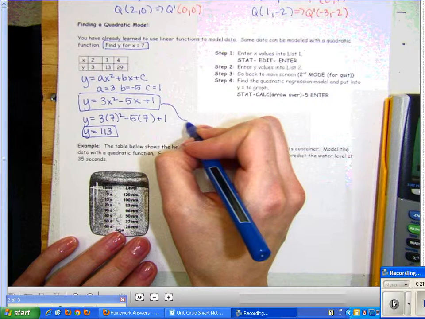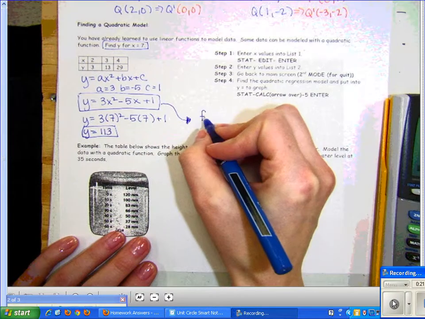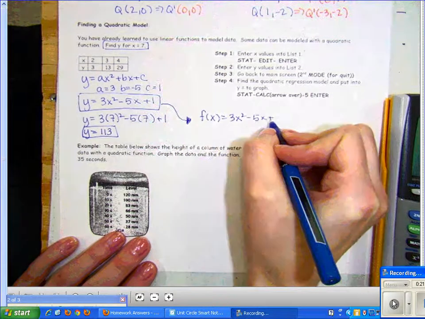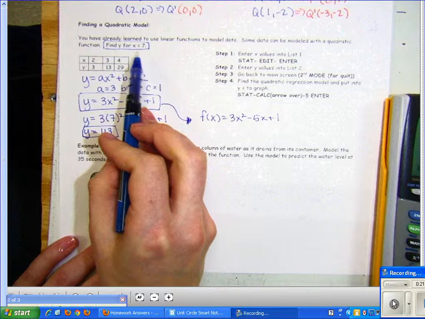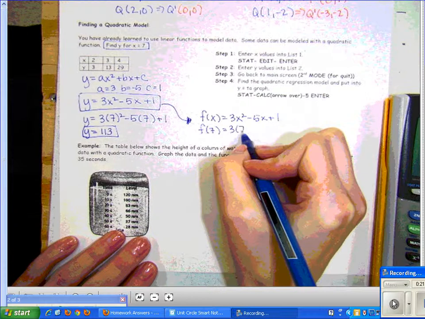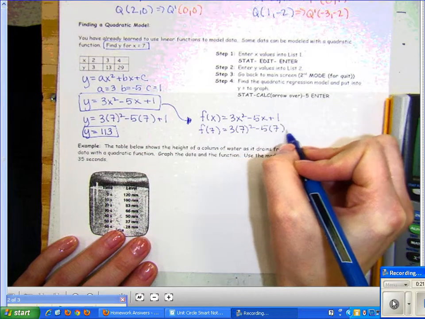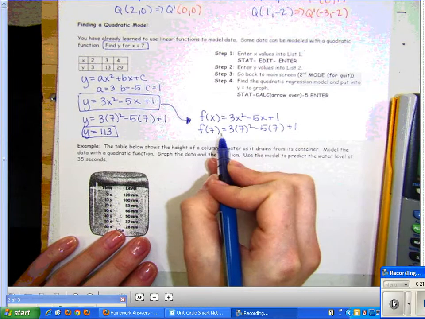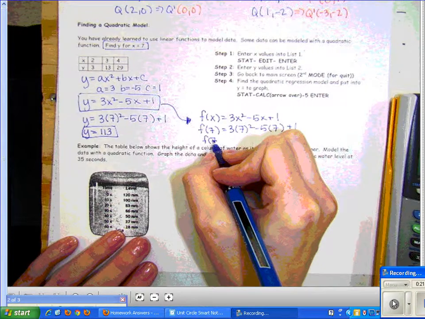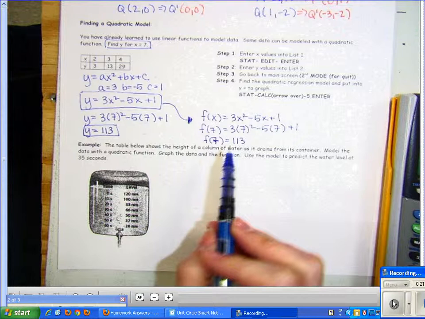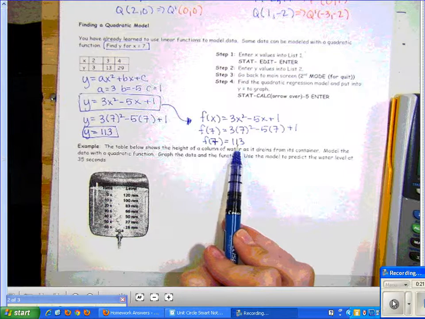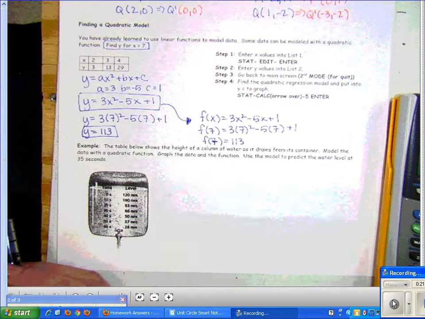Now remember, we can also use function notation when I'm doing this. If I use function notation, which we're going to start using more, that would be f of x is equal to 3x squared minus 5x plus 1. Since the x value I want to find is 7, I would plug 7 in for x, like this. Notice it's the same thing as what I did a minute ago. It's just that we have f of 7 equals this. So f of 7 is equal to 113. That says the same thing: when x is 7, y, or f of 7, is 113. It's just a fancy way of writing it.